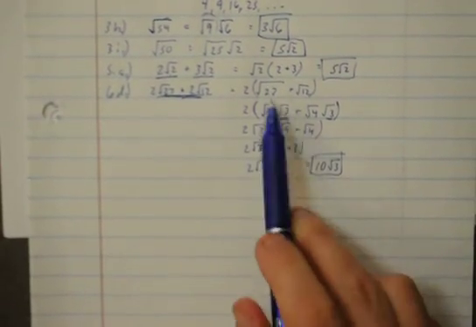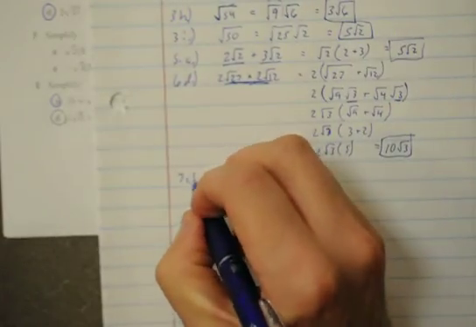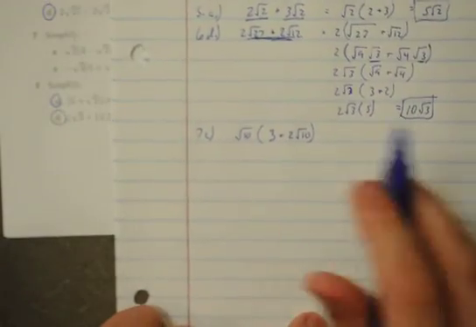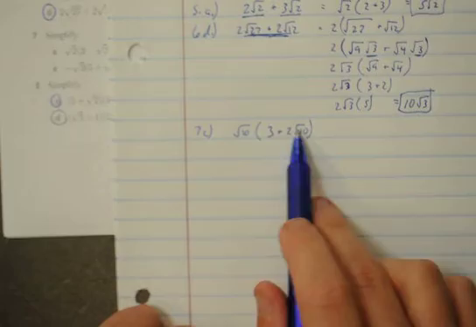Alright, I'm not sure where that cut off, but this ended up being 10 root 3, so pause the work and see if you can make sense of that. On number 7, I'm going to do C. So 7C says the square root of 10 in parentheses 3 plus 2 root 10. And it says simplify again. So we have to take this and simplify it.